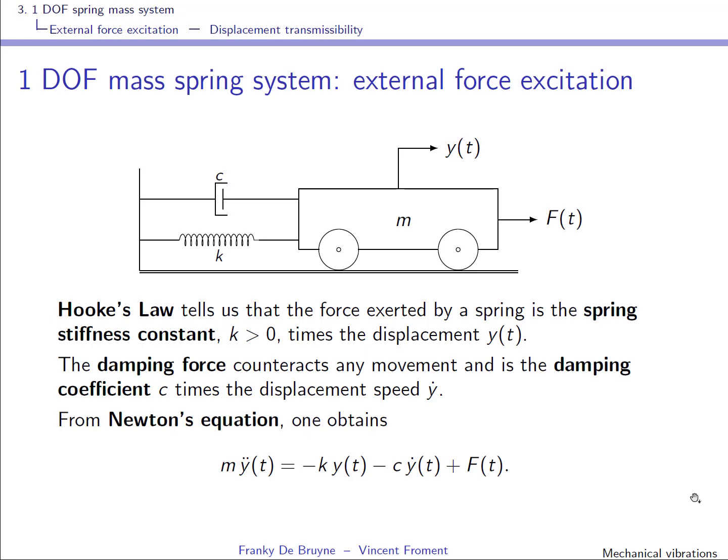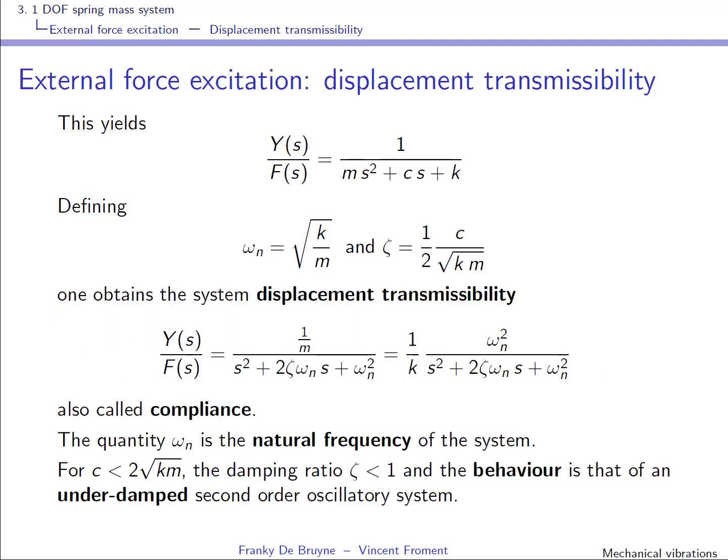What you see over here is a mass spring system that is subjected to an external force F of t, and we've seen previously that you can write the second law of Newton to obtain a description of the system. If you go then to the Laplace domain, you can write the transfer function from external force to displacement, and this transfer function is actually called the displacement transmissibility or compliance. And remember that for damping ratio zeta smaller than 1, the behavior that you have is that of an underdamped second order oscillatory system.